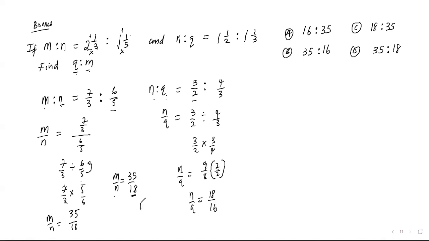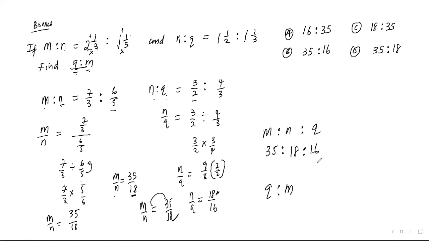So now go back to this one. You have m over n is equal to 35 over 18. They are now equal, right? So we can now merge them together. This is m ratio n ratio q. My m is 35, my n is 18 for everybody, and my q is 16, right? So what did they say we should find? q ratio m. My q is 16 and my m is 35, so that is 16 ratio 35. So the answer is A.